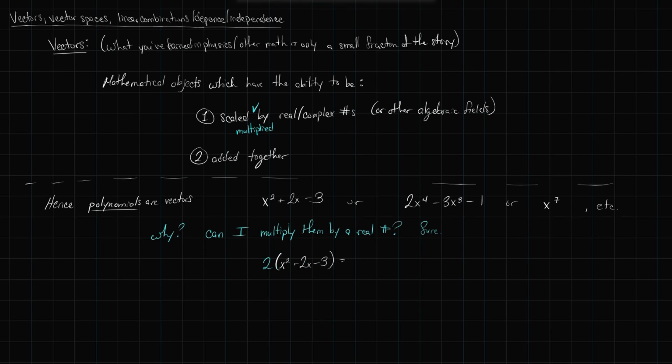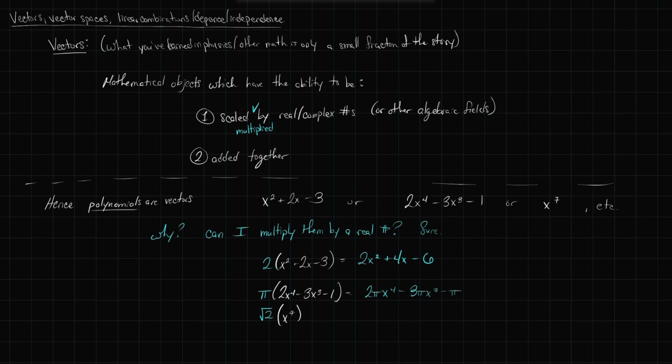It has a well-defined meaning. The meaning is 2x squared plus 4x minus 6. I can do the same with the second one. I can multiply that one by pi if I want to. So the second one by pi, 2x to the fourth minus 3x cubed minus 1. If I multiply that by pi, I get 2 pi x to the fourth minus 3 pi x cubed minus pi. I can multiply the third one by square root of 2 if I want to, x to the seventh.